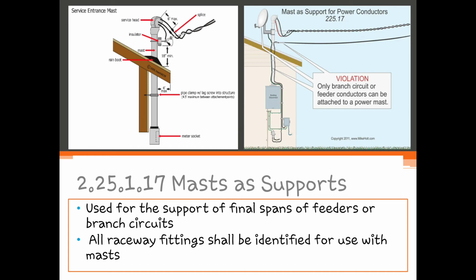So guys, the mast, a pipe-like housing that connects service wires to your meter, is one piece of equipment that is considered na imuha as customer. The mast will either be on your roof or on the side of your home. So here, kanina picture is na siya violation because only branch circuit or feeder conductors can be attached to a power mast.